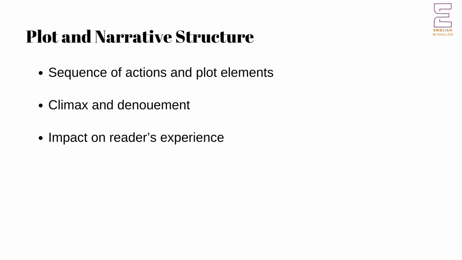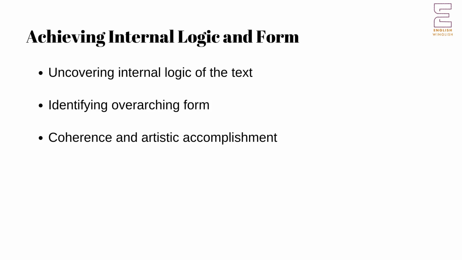Plot and narrative structure. In narrative texts, the sequence of actions, plot elements, and the arrangement of scenes are crucial components of formal analysis. Formalist critics examine how these elements build toward a climax and resolve in a denouement. The way an author arranges these elements can significantly affect the reader's experience and interpretation of the text.